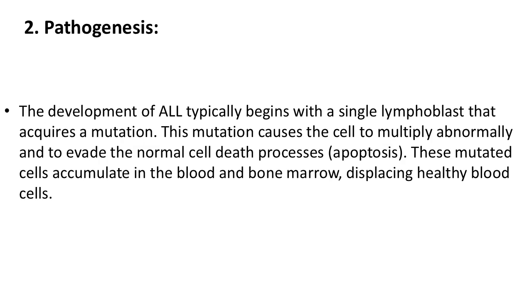Two, pathogenesis. The development of ALL typically begins with a single lymphoblast that acquires a mutation. This mutation causes the cell to multiply abnormally and to evade the normal cell death processes, apoptosis. These mutated cells accumulate in the blood and bone marrow, displacing healthy blood cells.